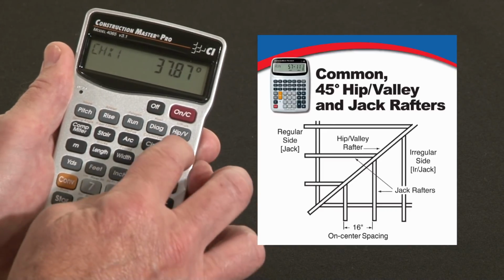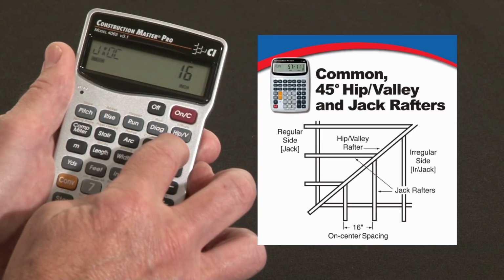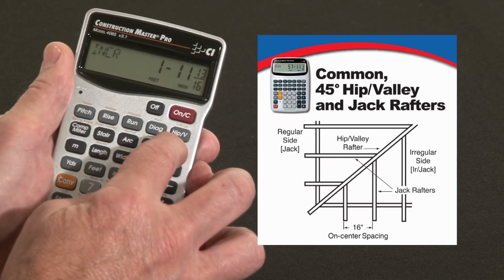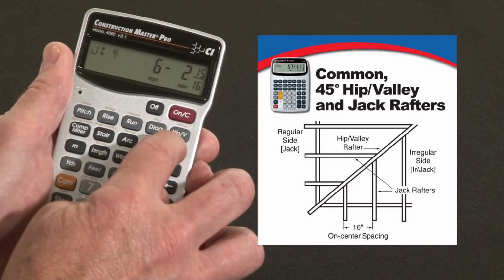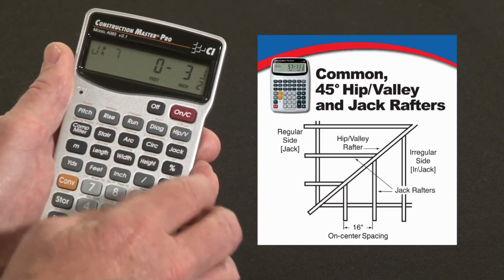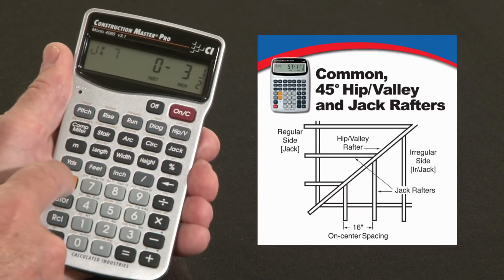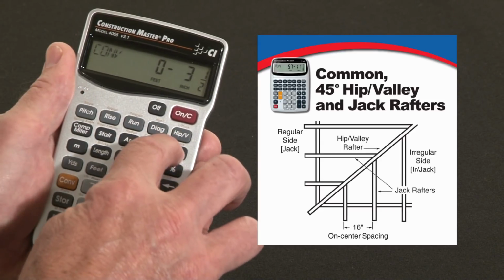And now I can also solve for all the jack rafters. Same on center spacing. Here's the incremental change, and here's all the regular jack rafter lengths all the way down to the corner. To get the lengths of the irregular side jack rafters, I hit convert, and over the jack key it says irregular jacks.